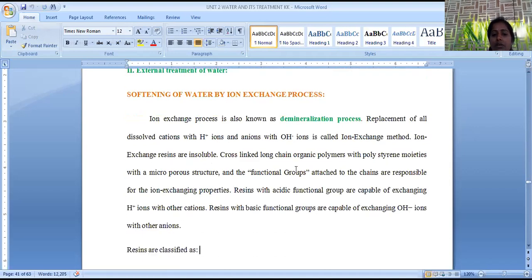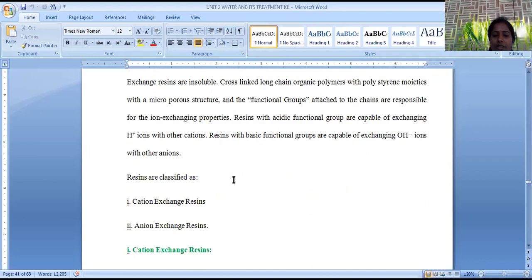In this method we are using cross-linked polymeric chains as exchanging resins. So exchanging resins are made up of these long chain polymers only. These polymers have active functional groups at their terminal sites which replace the hardness causing ions present in the water. Now let us see what resins are used in this ion exchange method.